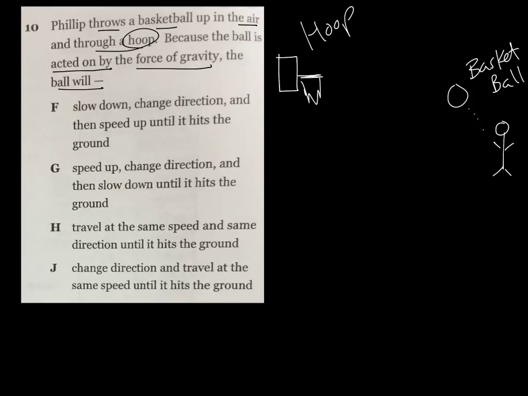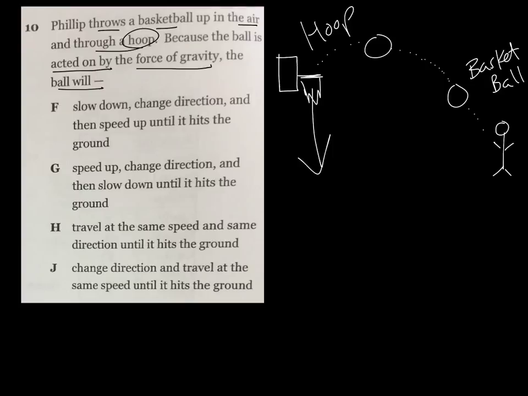Now this ball, as you know from basketball, will take a curved path. So it'll go higher and higher and higher. And eventually, what's going to start to happen to the ball? It's going higher, and eventually it has to start coming back down, right? And it actually goes through the hoop.